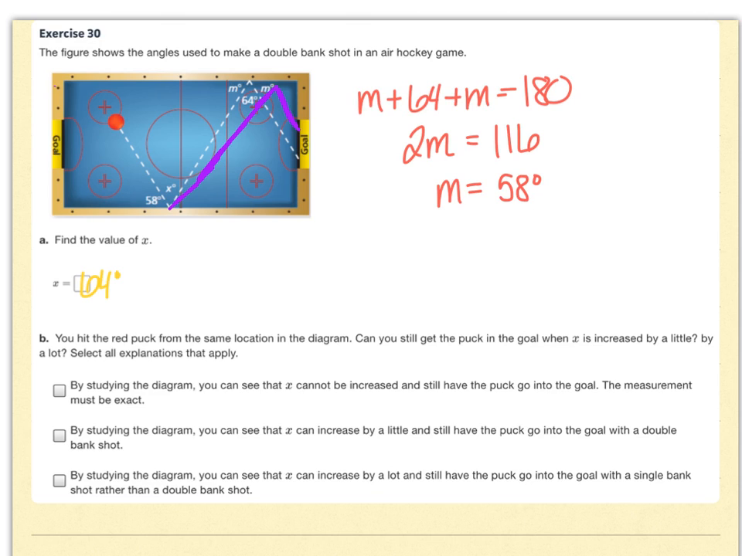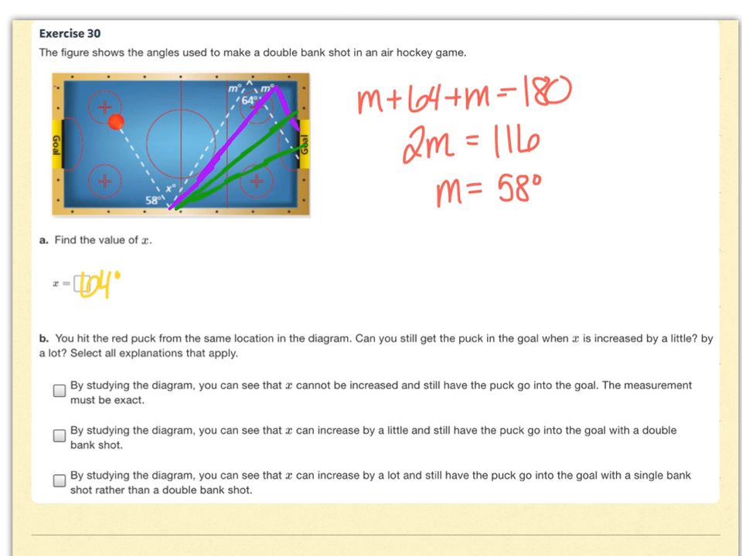But if you increase x by a lot, then what's going to happen is it's going to bank off, or it would possibly even go in, but then it wouldn't be a double bank shot anymore. And so x can only be increased by a little bit. If x is increased by a lot, then it would no longer be the double bank shot.